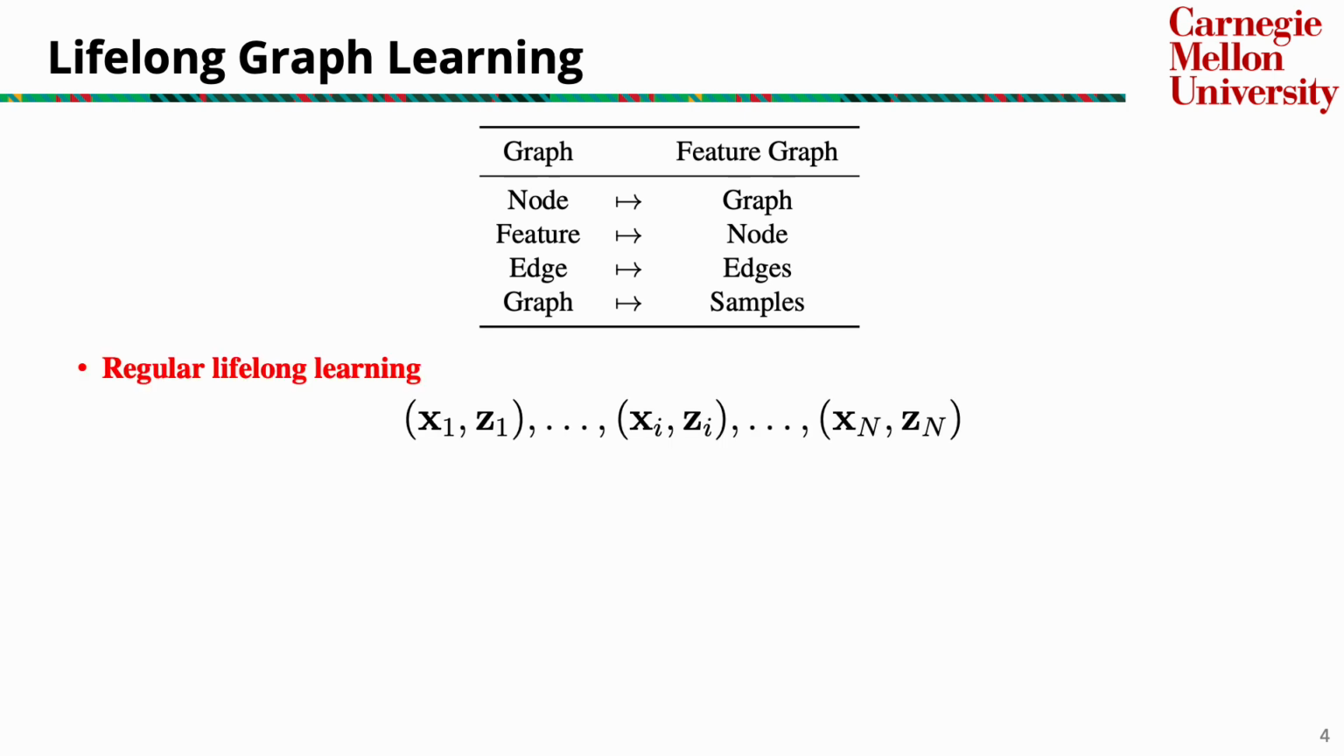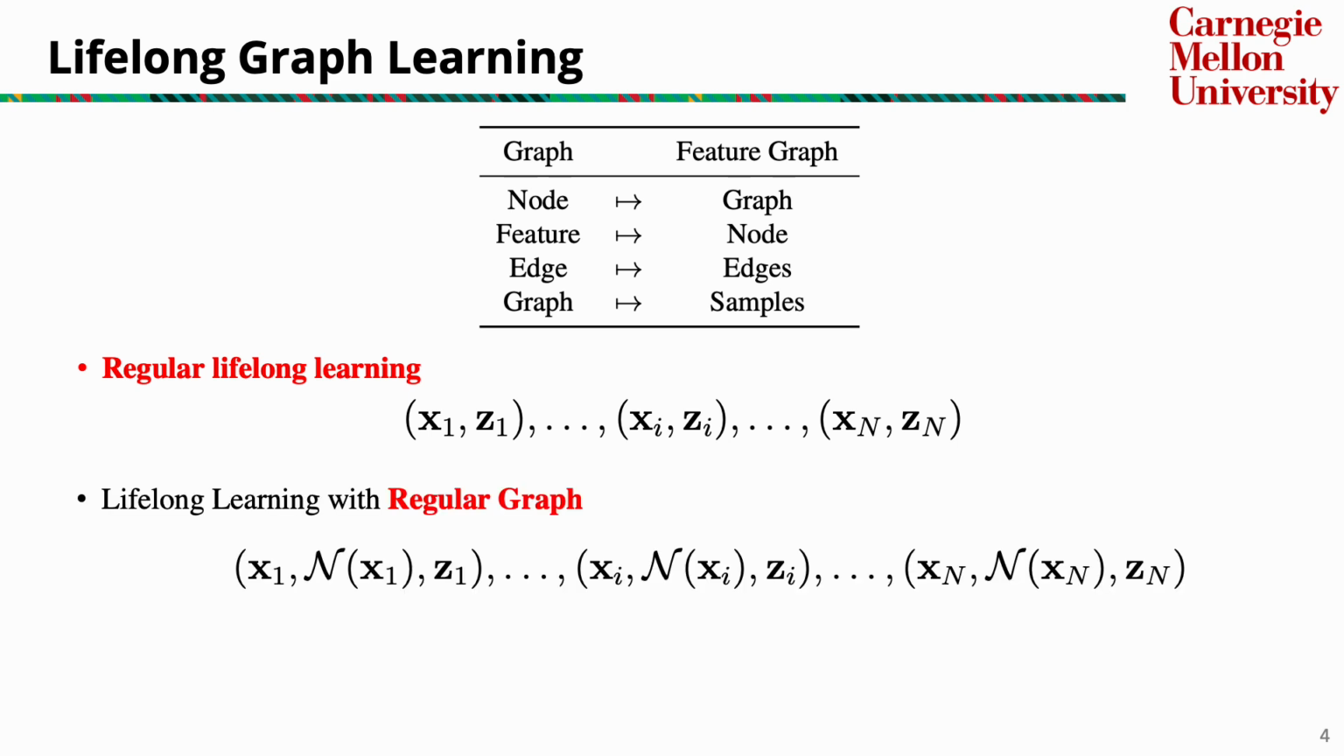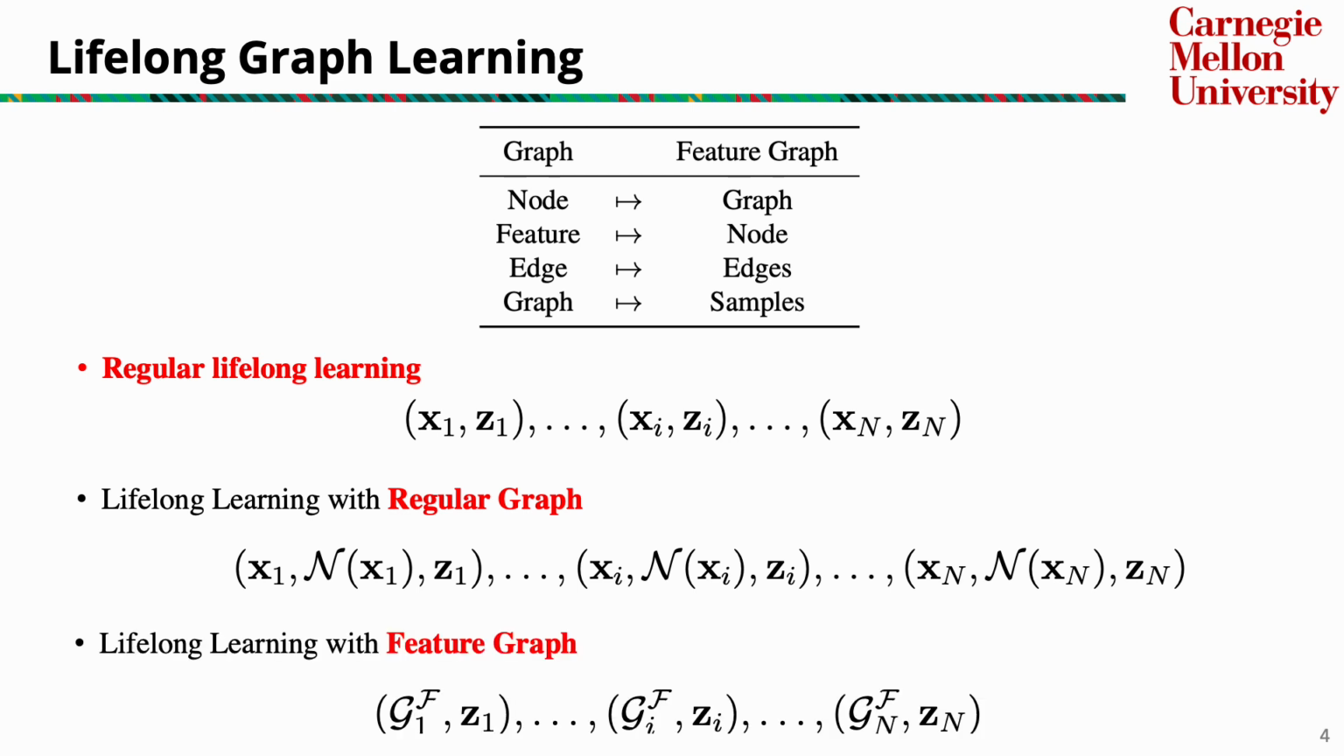In regular lifelong learning, we can obtain samples and their labels in each time step. In lifelong learning with a regular graph, we can obtain nodes and their neighbors in each time step. In lifelong learning with feature graphs, we can obtain feature graphs and their labels in each time step. This is the same with regular lifelong learning, which means that all the existing techniques developed from convolutional neural networks become available for graph neural networks, which can solve the problem of lifelong graph learning.